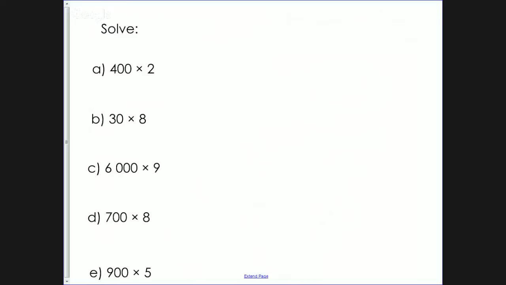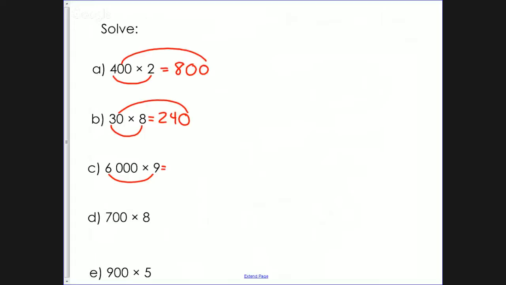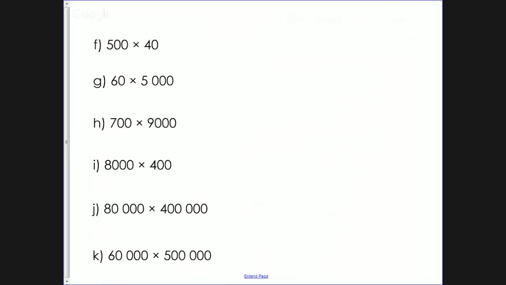So let's try that out. Here we have 400 times 2. So the first thing I want to do is find the two whole numbers that I'm going to use to multiply. And I know that 4 times 2 is 8. And then I'm going to take the two zeros and put them at the end. 3 and 8 are the two numbers that I'm going to multiply. 3 times 8 is 24. I'm going to take the 1 zero and add it on to the end. 6 times 9 equals 54. I'm going to take the 3 zeros from the 6,000 and add them onto the end of my 54 to get 54,000. So hopefully you get the idea there.